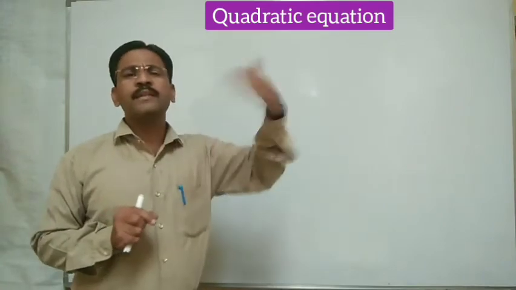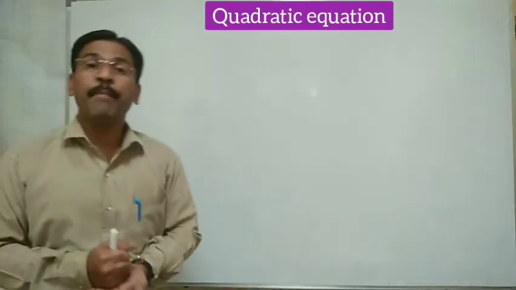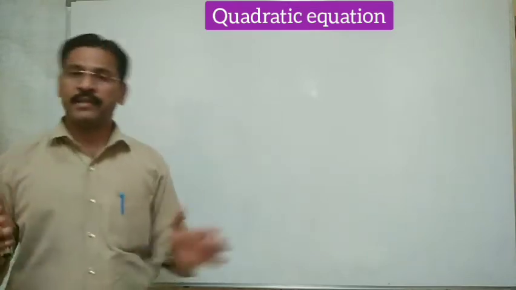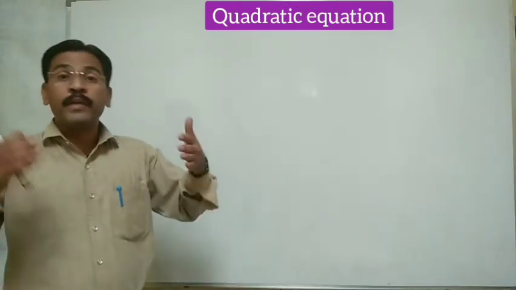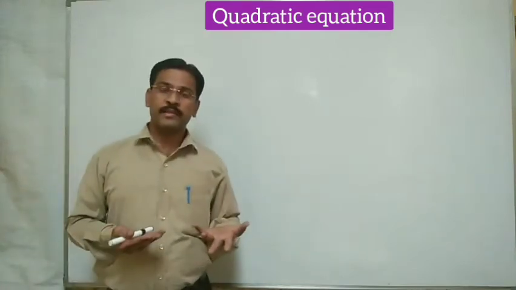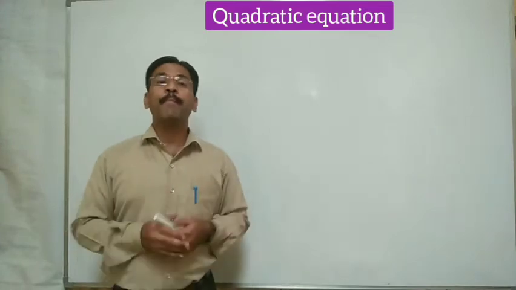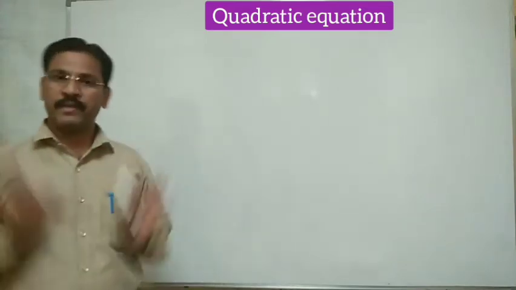Okay? So, there are some methods. Now, we are going to take the first method. It is the factorization method. Afterwards, the completing the square method. And then the formula method. So, these are the methods to solve. The first method is the factorization method.